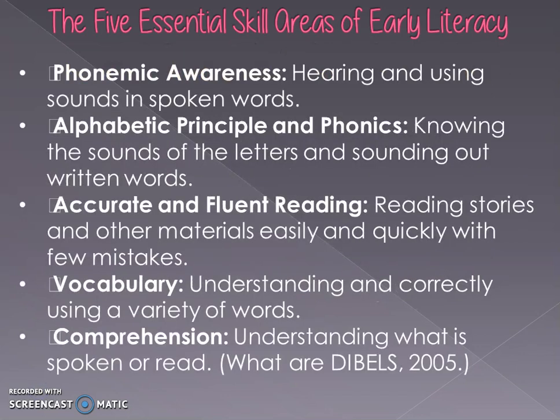There are 5 essential skill areas within early literacy that we focus on in the early years. They are phonemic awareness, which is hearing and using sounds in spoken words, alphabetic principle and phonics, knowing the sounds of the letters and sounding out written words, accurate and fluent reading, which is reading stories and other materials easily and quickly with few mistakes, vocabulary, understanding and correctly using a variety of words, and comprehension, which is understanding what is spoken or read.